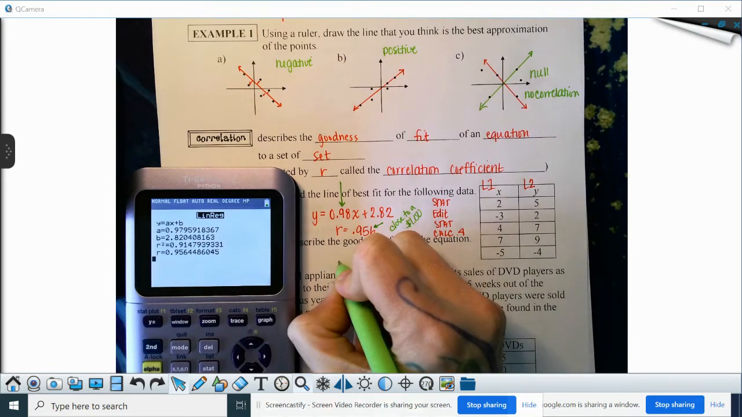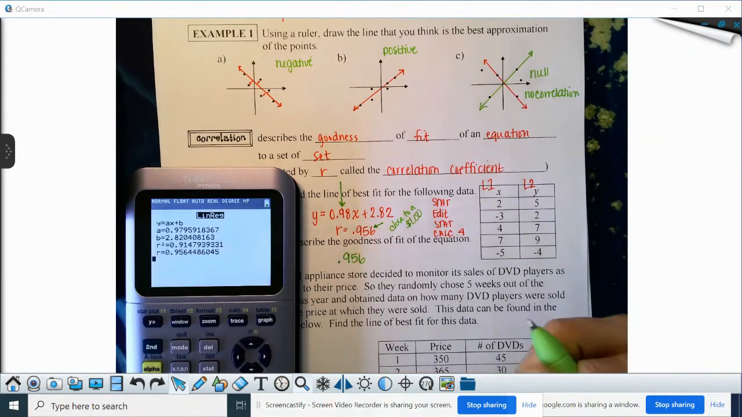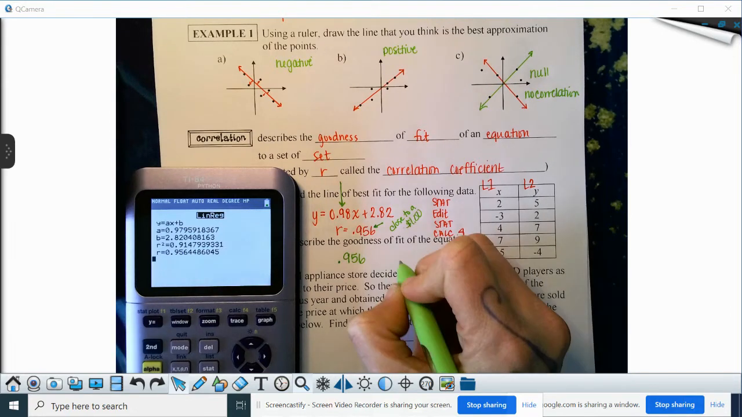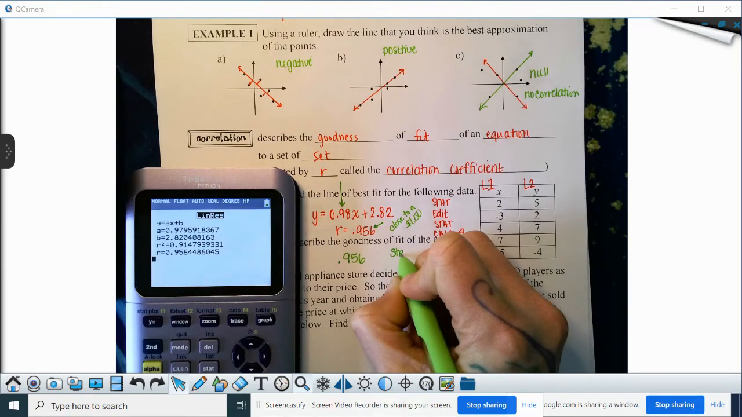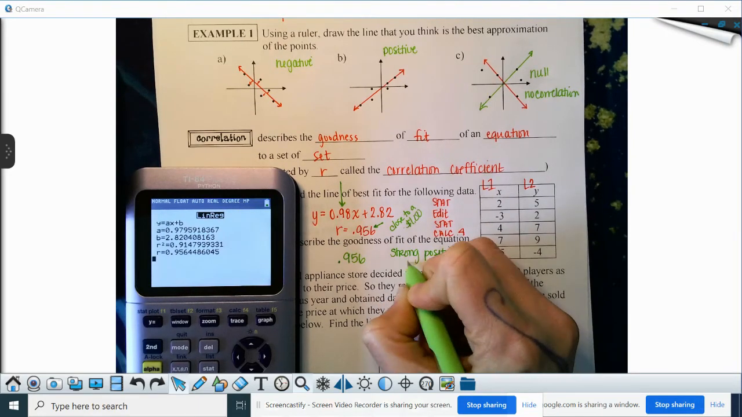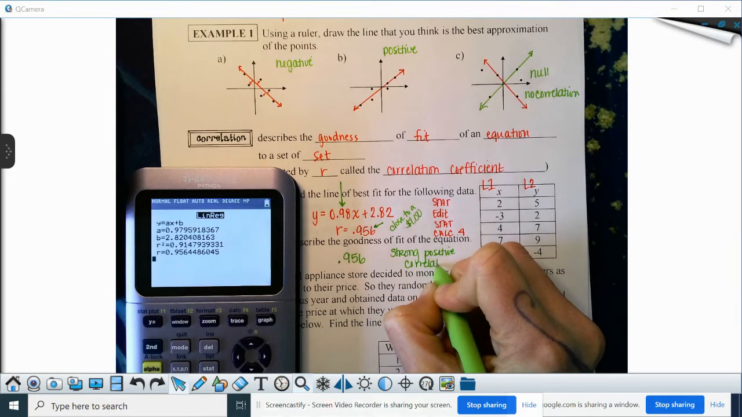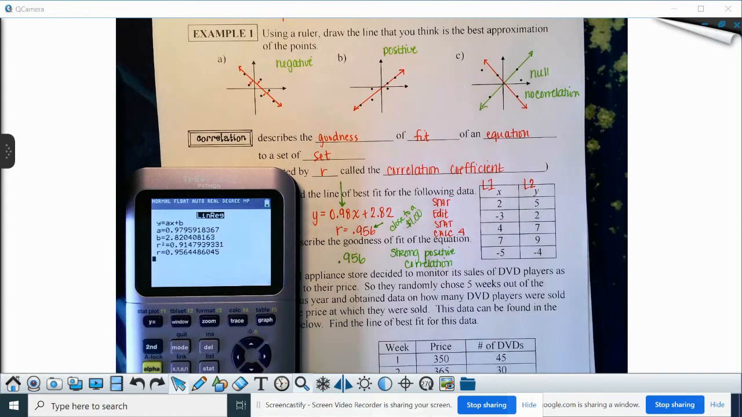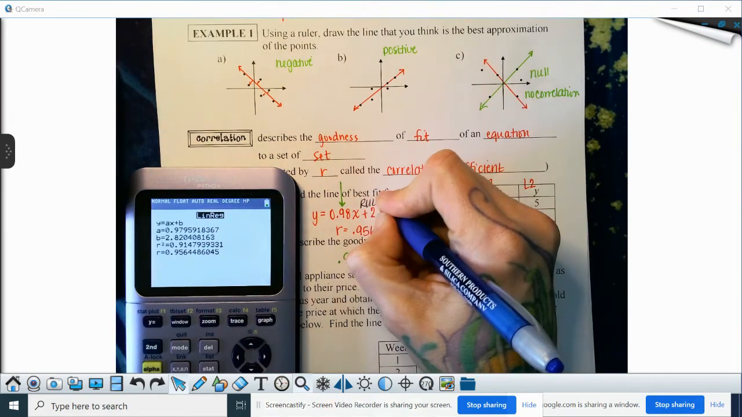So the next question says goodness of fit. Again, your R value or correlation coefficient is 0.95 or 0.96. And so we're going to call it a strong positive correlation, which means your line of best fit is probably a good rule, because again, this is where that word rule comes in, to make predictions. So this rule will make predictions.